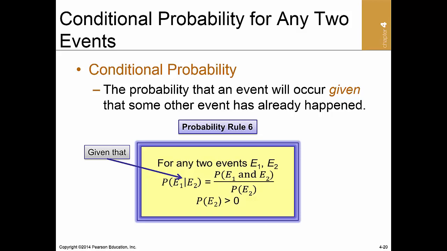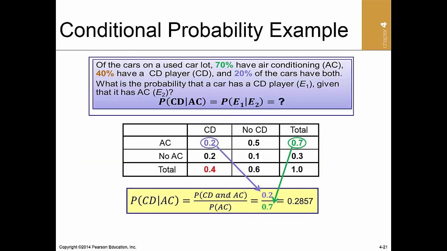Rule 6 uses a joint probability of E1 and E2 and a marginal probability, P(E2), to calculate the conditional probability P(E1 given E2). Note that to find the conditional probability, we find the ratio of how frequently E1 occurs to the total number of observations, given that we restrict our observations to only those cases in which E2 has occurred. Suppose we have an example in which we would like to determine the probability that a car will have a CD player given it has AC. In this instance, we would take the probability of a CD and AC divided by the total probability of AC.